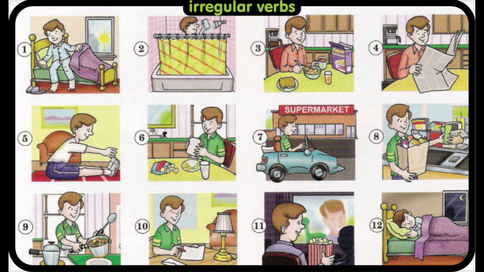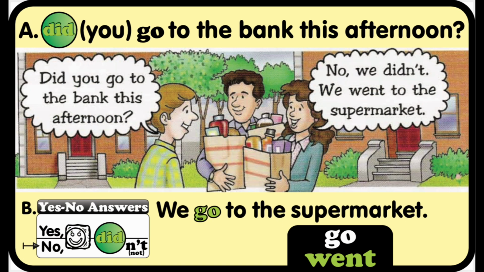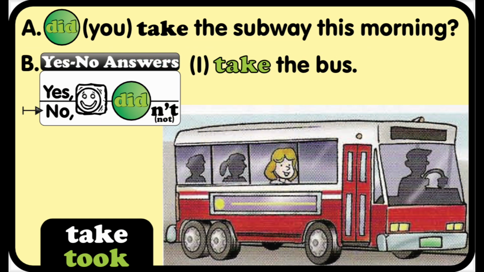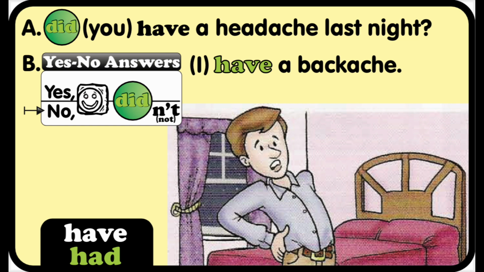Now let's practice irregular verbs. Noten que estos verbos van en un verde más claro. Did you go to the bank this afternoon? No, we didn't. We went to the supermarket. Did you take the subway this morning? No, I didn't. I took the bus. Did you have a headache last night? No, I didn't. I had a backache.